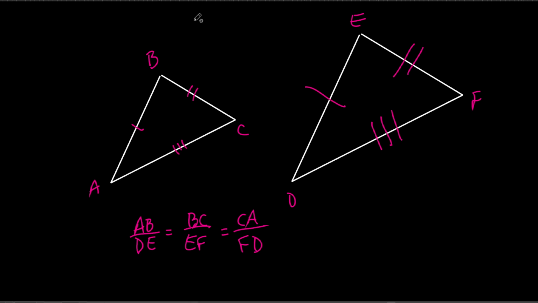So we call this, what do you think? Side, side, side. It's not congruency, it's what? Similarity. Okay? So it's called the side, side, side similarity. And I don't know if it's a theorem or a postulate. It might be a postulate. I can't remember off the top of my head. We'll just call it side, side, side similarity. Okay? That's a little weird, I know.